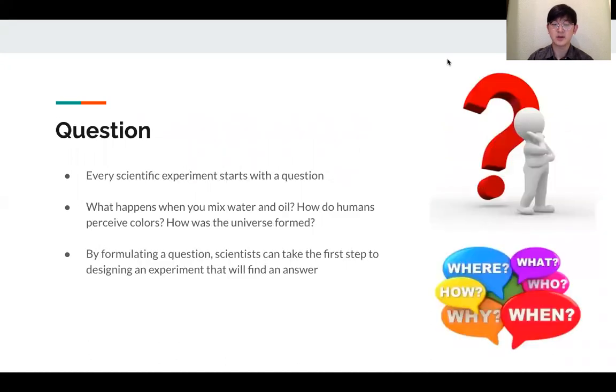So the very first step along the way is posing a question. Every scientific experiment known to mankind starts with a question. What happens when you mix water and oil? How do humans perceive colors? How is the universe formed? All of these are questions that were first posed by scientists that have now been answered today by various scientific experiments. By formulating a question, scientists can take the first step to designing an experiment that will find an answer.